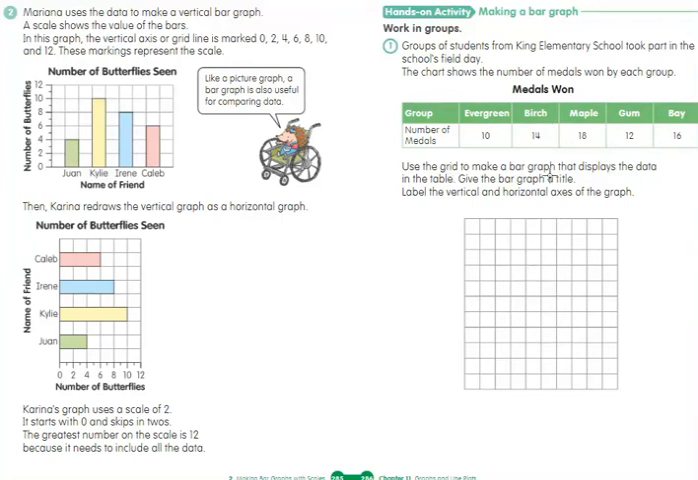Use the grid to make a bar graph that displays the data. In the table, give the bar graph a title. Label the vertical and horizontal axis of the graph. So first, let me make my title. I'm just going to use the title from the picture, the data graph I have here. I'm going to title it Medals 1.